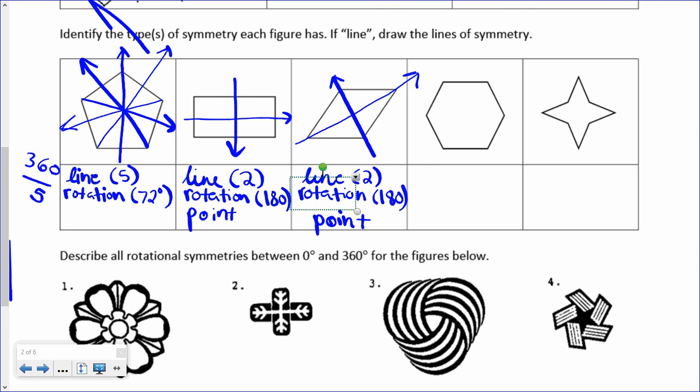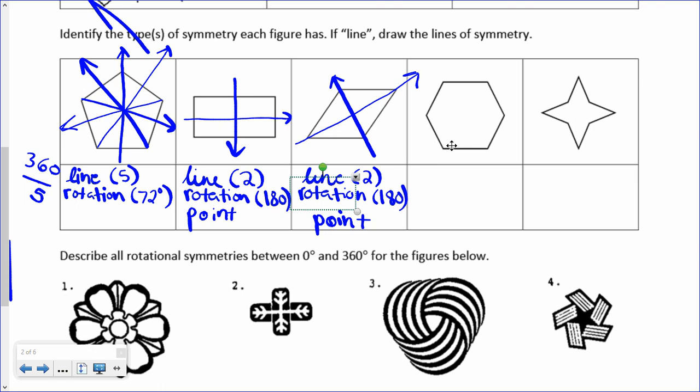Alright, so here's a question before we move on to the next one. Can you have point symmetry without rotation symmetry? No. Because you need to have rotation symmetry of 180 before you can get point. So make sure you don't accidentally say it has point symmetry without also mentioning that it has rotation symmetry. That's very important.